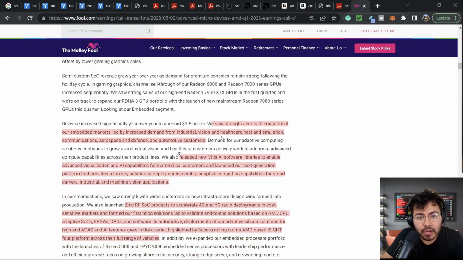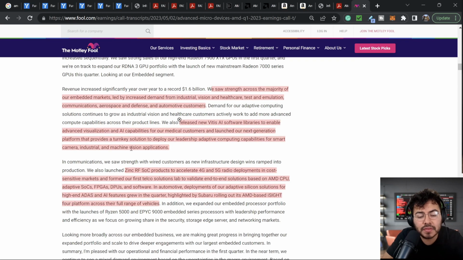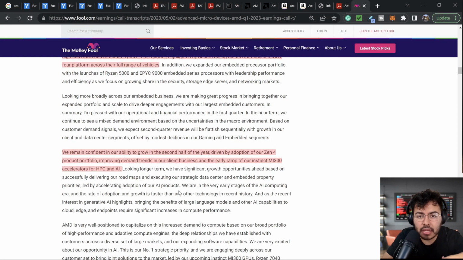They did mention that in their embedded market, they still see strong growth across things like industrial, vision, healthcare, test and emulation, communication, aerospace and defense, and their automotive customers, in a variety of semiconductor solutions from their FPGAs, their system on chips, and even their DPUs and software. For example, in automotive they are providing solutions for high-end ADAS and AI features, and that grew in the quarter, highlighted by Subaru rolling out its AMD-based EyeSight 4 platform across their full range of vehicles. So we can see AMD is still growing in other markets, even though the embedded market doesn't get much love.